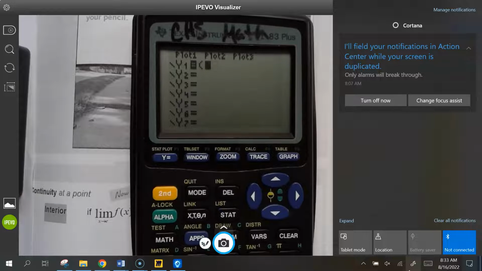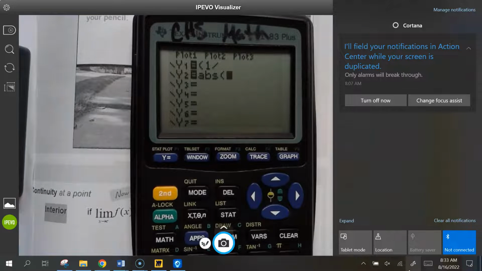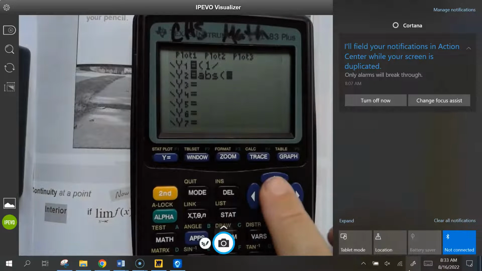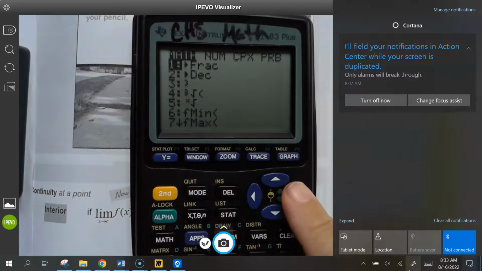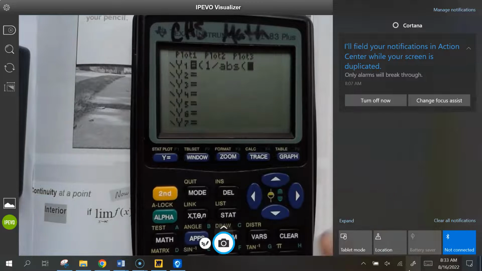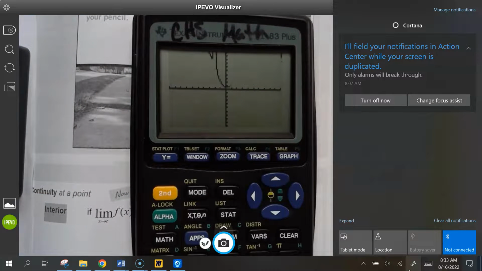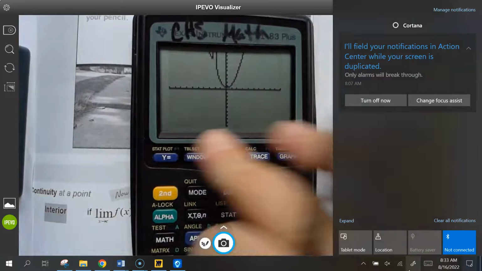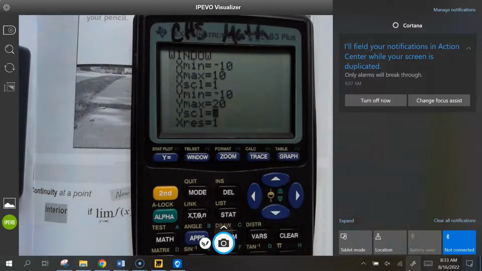All right, let's do 1 divided by the absolute value of, squared. And what am I going to? -2. This little problem area over here. I need to see a little bit more up top. Take my y max up to 20, see what happens.